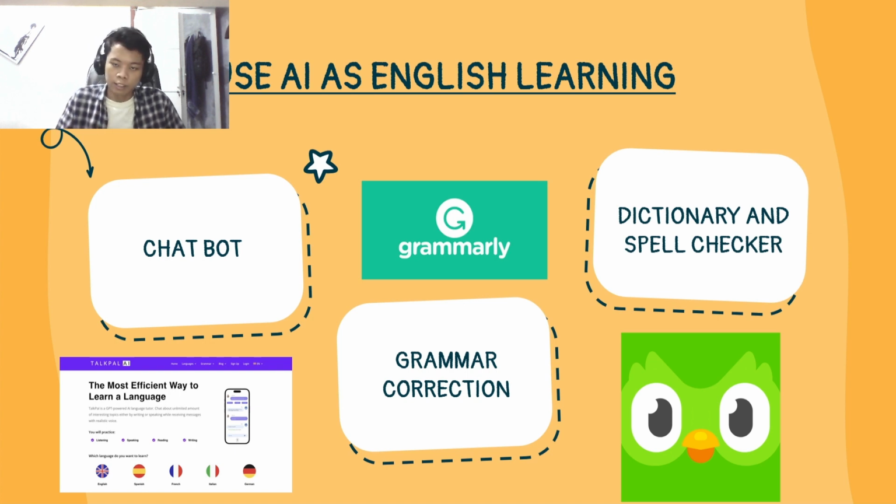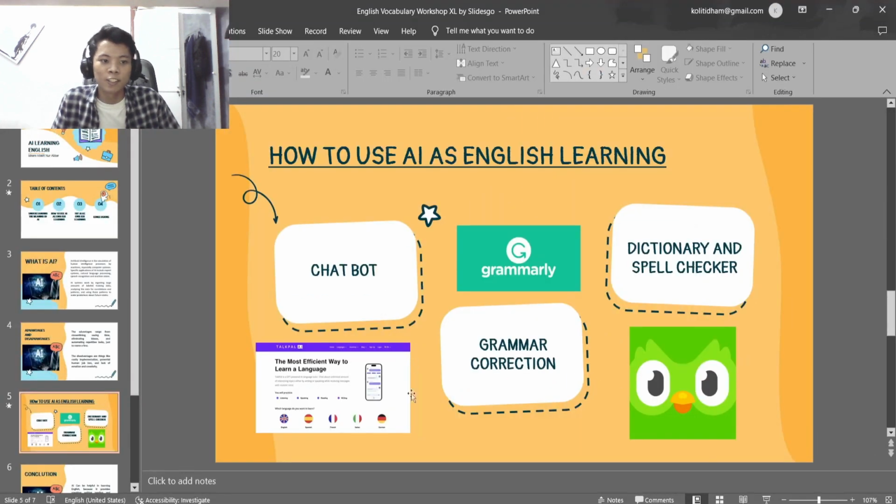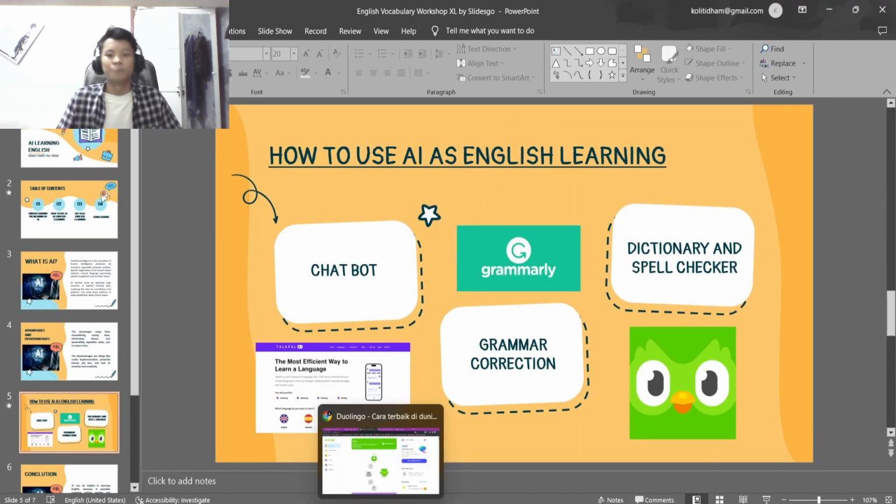And then as a dictionary and spell checker. For example, Duolingo. If you use Duolingo, there is also something like "good morning." Is "good morning" right or not? And then in Duolingo, there is "I am a man," that you have to put right to clear it. Okay, we are going to use it now.